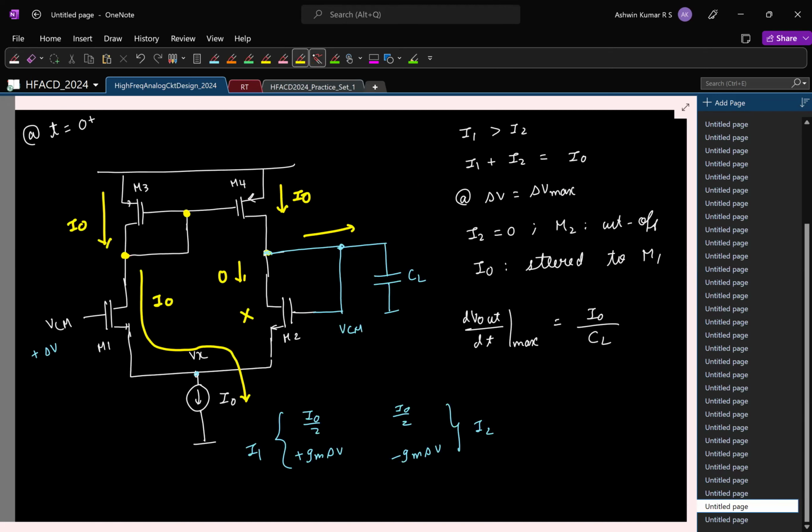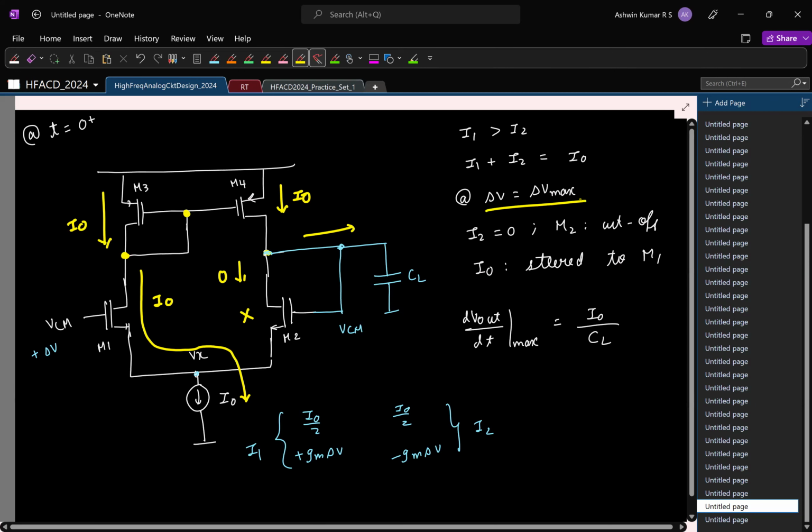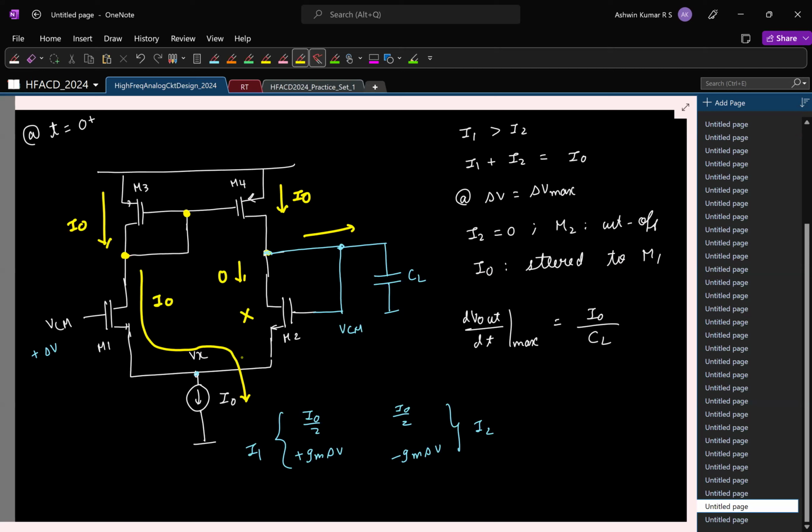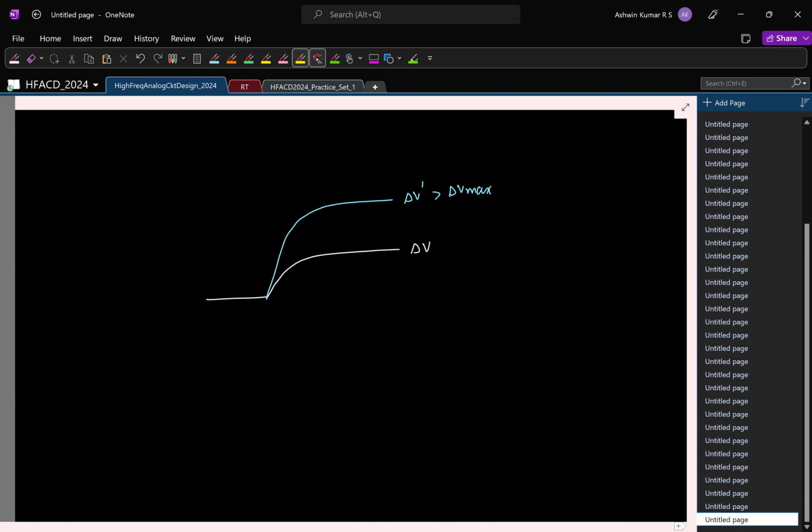t equal to 0 plus is much greater than the current available in the OTA. So the OTA is trying to push all of its current to the output and charge the capacitor. If you apply a large enough step, M2 is going to remain in cutoff initially. Which means in the initial portion, the output capacitor is going to get charged with a constant current I naught. Is that fine? If the current flowing through the capacitor is constant, how do you think the output voltage will change?